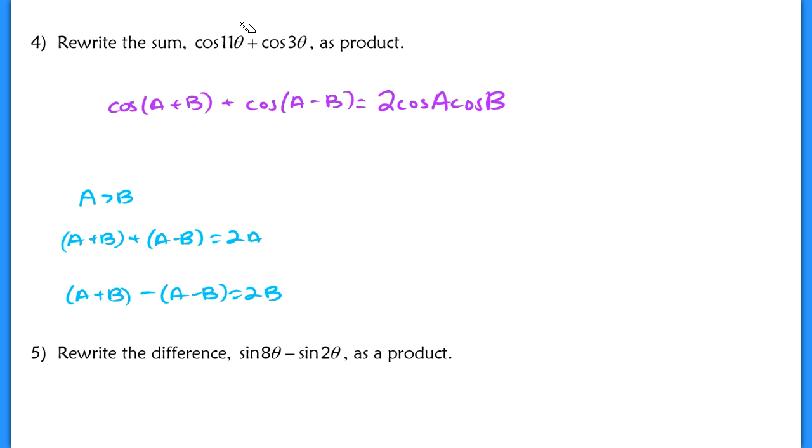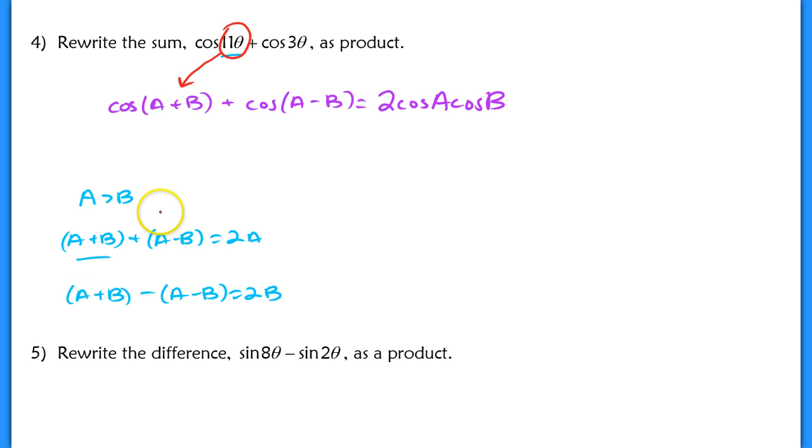So what people get confused with is that they'll think, okay, I'm going to take 11 theta, and I'm going to add 3 theta. And then I'm going to add to that 11 theta minus 3 theta. And that should give me my 2A value. But that's not true. This is not A, and that's not B. The whole value, though, is your A plus B. Okay, so I take this entire thing, that is the whole expression for the A plus B.